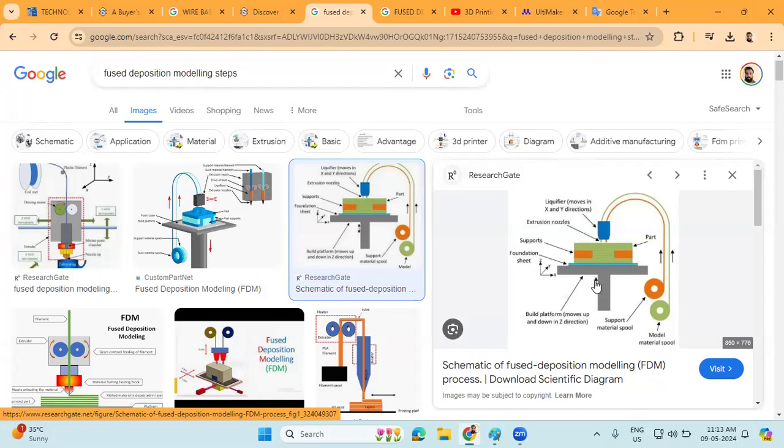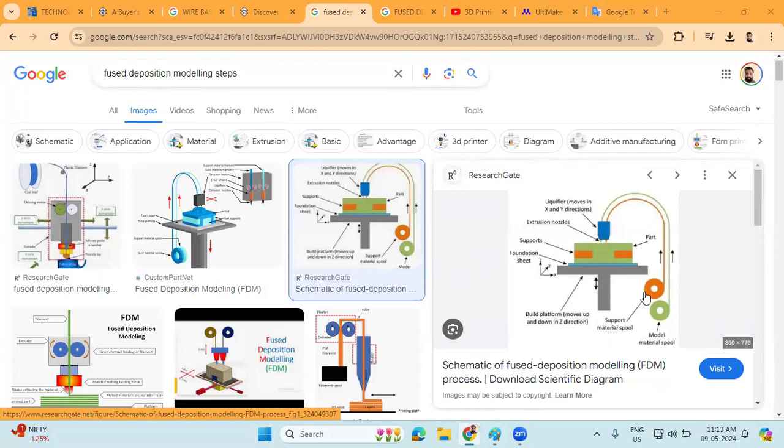Once the support structures are removed, the surface of the part is finished. This can be done with sanding, polishing, or other techniques to achieve the desired surface finish.